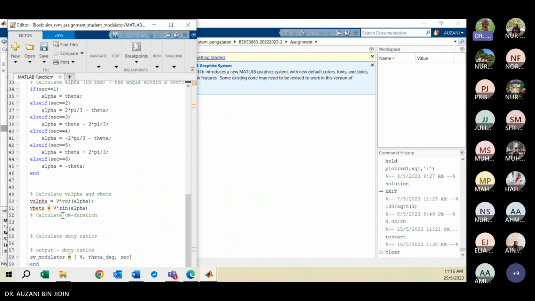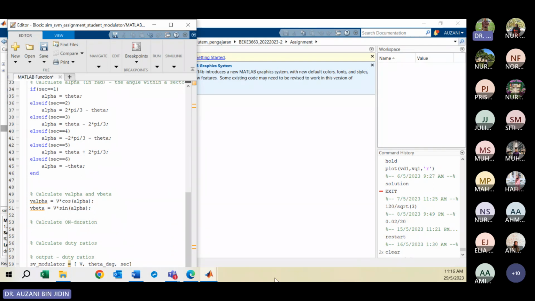Okay, V beta. You apply the sine function. So maybe you can write the comment here. To write the comment, you need to put the percentage symbol here. Sorry, no need. No need to write the comment. Okay, then next step, to calculate the on duration.